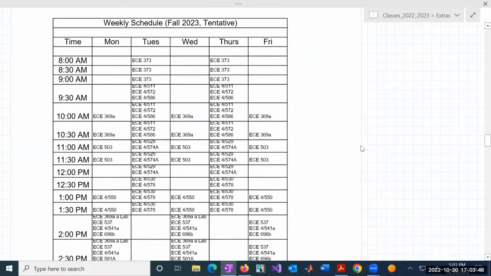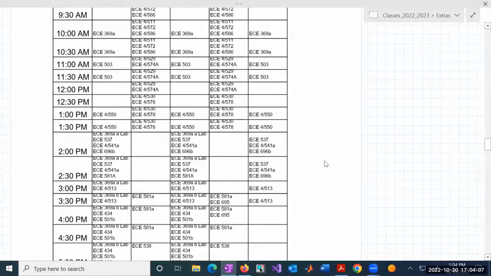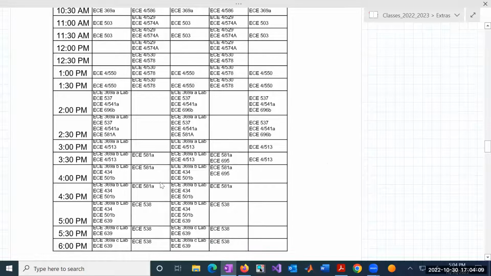Here is the weekly schedule for the fall. Again, this is tentative, but you can see how you might want to plan or think about these decisions if you have to decide between one or the other of these classes because of the overlapping nature of the weekly schedule.